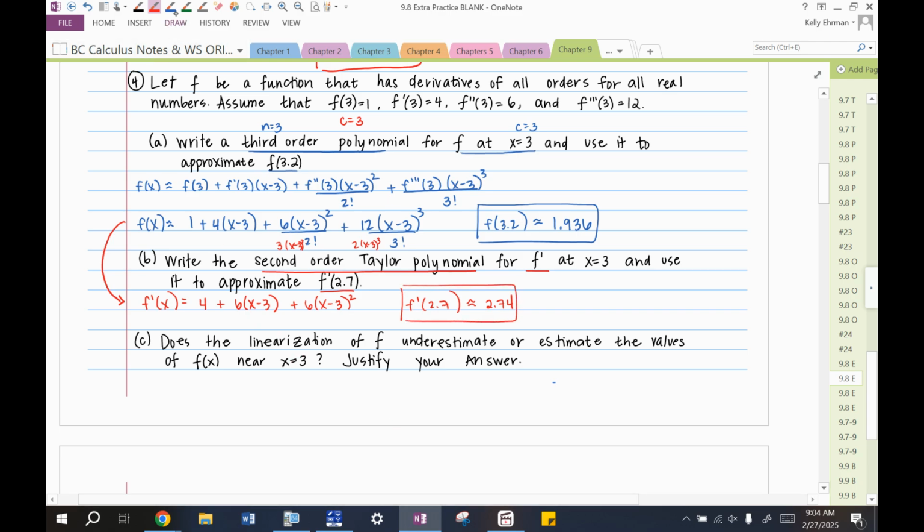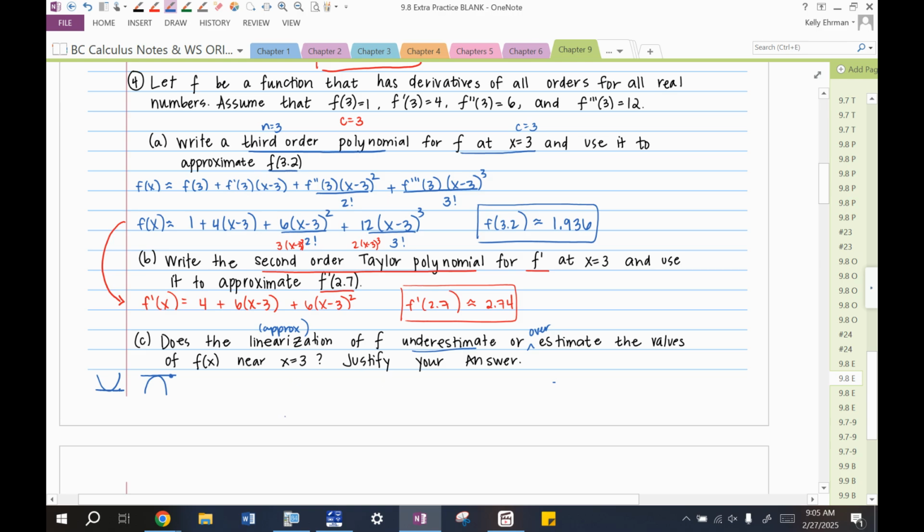The linearization just means the approximation that you did. I know we didn't linearize because we were using curves, but that's what that term means. So does the approximation of f underestimate or overestimate the values of f of x near x equals 3? Justify your answer. So this is based off of concavity, right? So we have two scenarios. If a function is concave up and we use a tangent approximation, whether it's linear or not, the approximation will be an underestimate. If the graph is concave down and we use a tangent approximation, then our value will be an overestimate. It'll be above the graph.